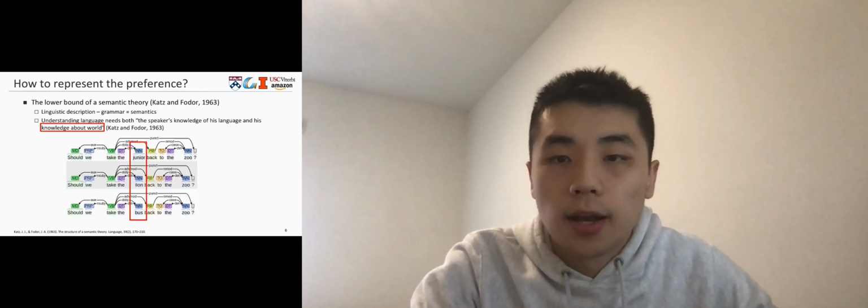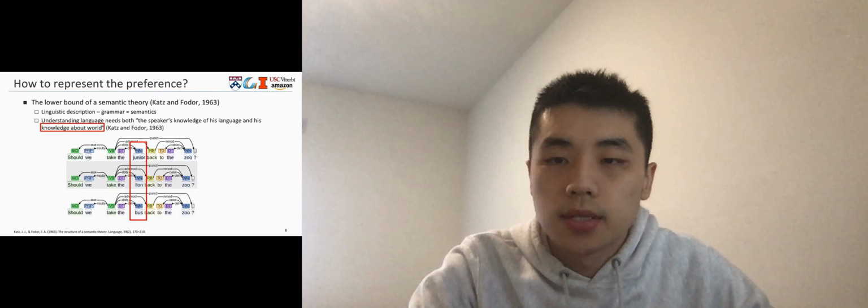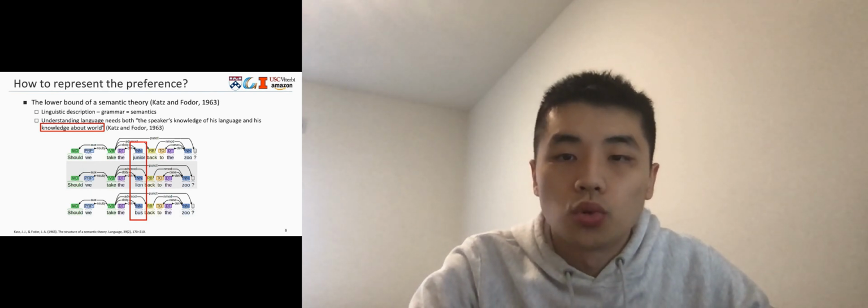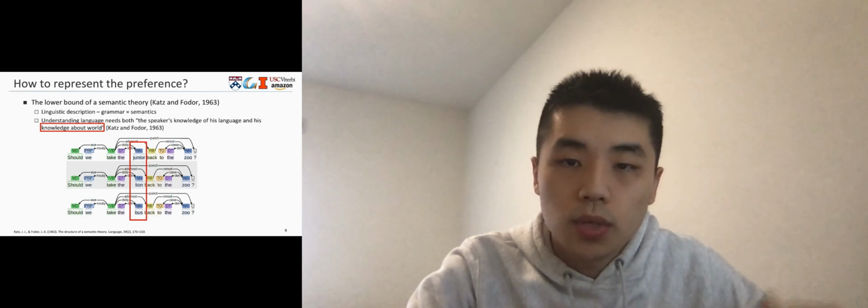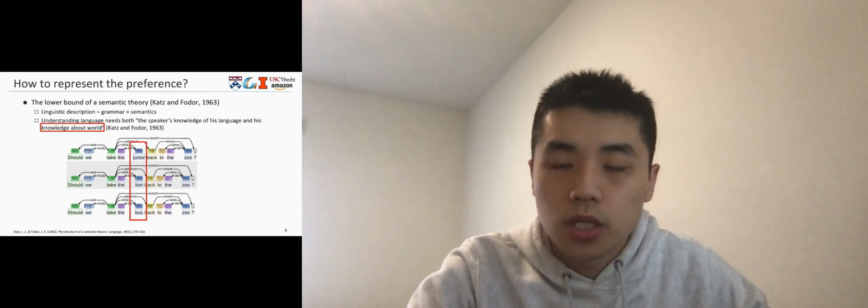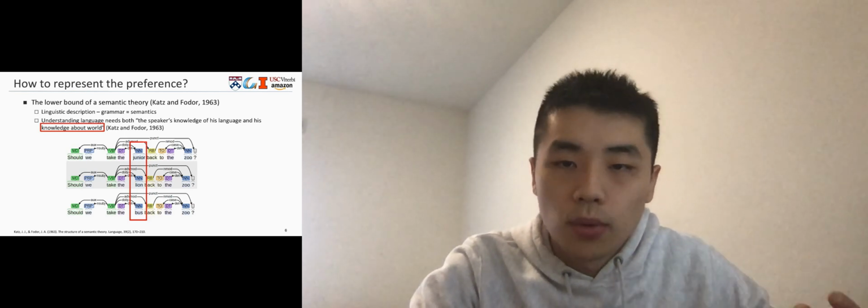Okay, so here are some examples. There are 3 sentences. Should we take the junior back to the zoo? Should we take the llama back to the zoo? Should we take the bus back to the zoo? Even though these 3 sentences share the same grammar structure, they are describing totally different events, which may have totally different reasons, effects, or sub-events.